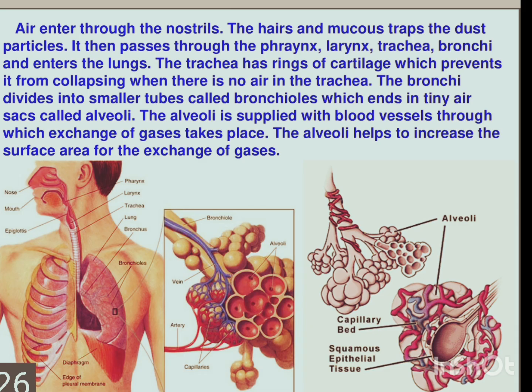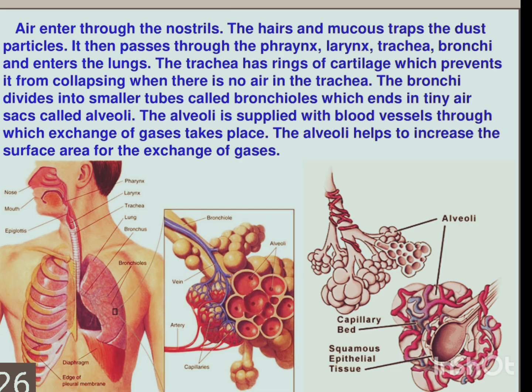So let us learn here. The air we take in through the nostrils meets small hairs and mucus in the nose. That mucus and those hairs will not allow outside particles to enter into the lungs. Then the air will pass into the pharynx, then into the larynx, then trachea, bronchi, and finally enters the lungs. In the trachea we have rings of cartilage, which prevent it from collapsing when there is no air in the trachea. Next we have bronchi. See, bronchi divide into small tubes called bronchioles.